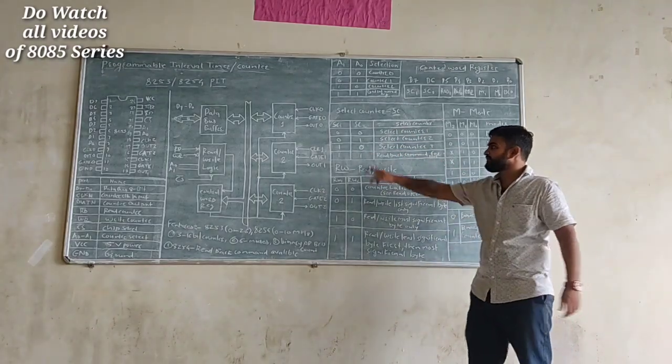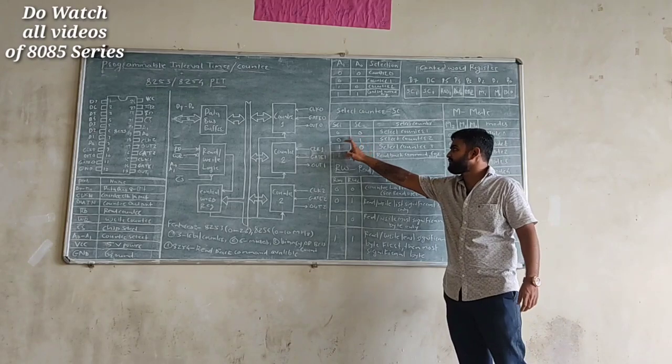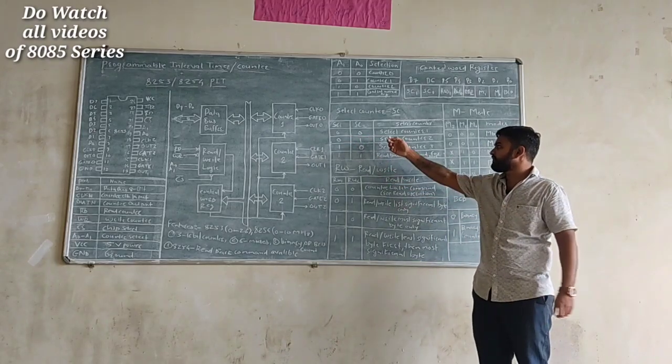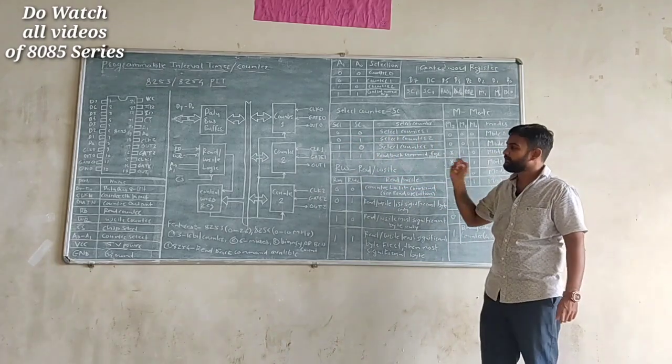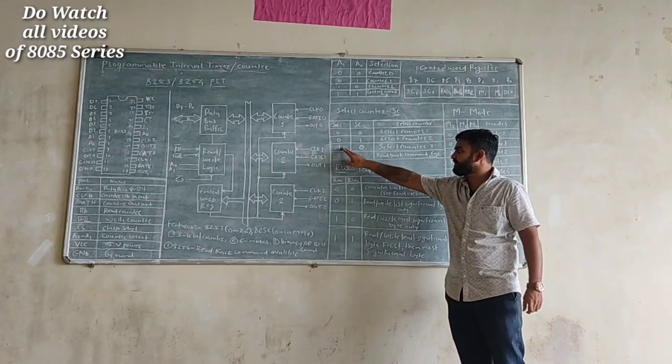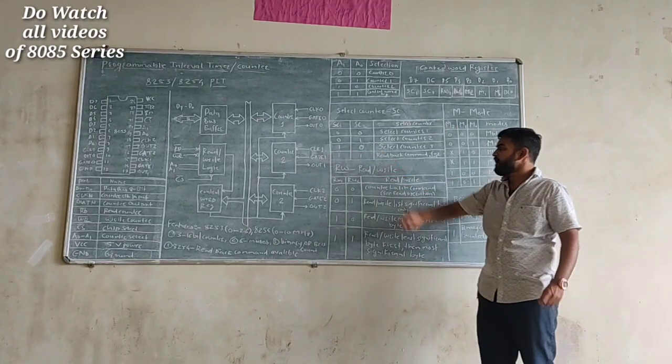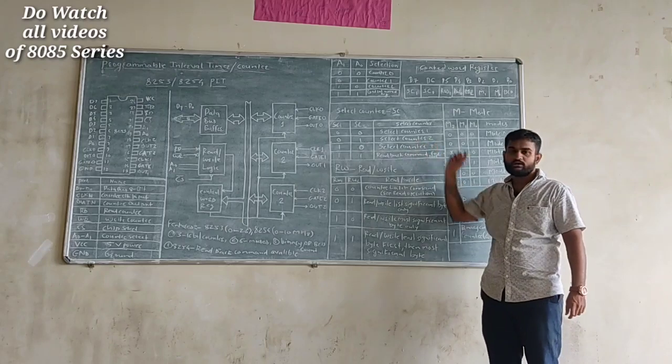If the value of SC0 and SC1 is placed at 0, 1, at that situation counter 2 is going to get selected. If the value of SC0 and SC1 is placed at 1 and 0, at that time counter 3 is going to get selected.